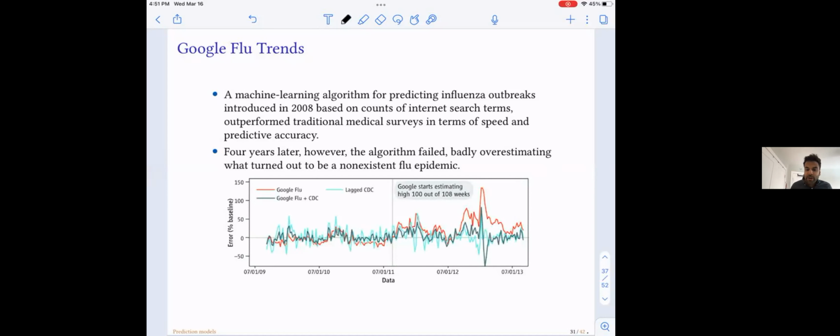A few years later, what you're seeing, at the beginning, you see all these lines overlap. So basically Google Flu is doing just as well as the CDC. And then after it starts, you see this orange line here. And what's happening is that Google is always predicting that there's some sort of flu epidemic. And this is again the idea of data set drift.